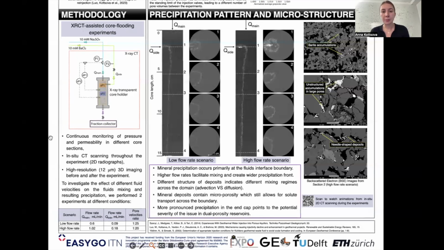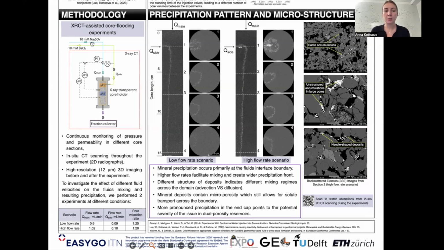So to actively capture the dynamic change of the rock properties during mixing-induced precipitation, we decided to choose X-ray CT-assisted core flooding experiments as our main experimental approach. As in the system design, we mix two incompatible fluids, one that comes at a high pore velocity as the injection fluid, and the other comes at a low pore velocity representing the background flow. As the two fluids mix, they form barite.